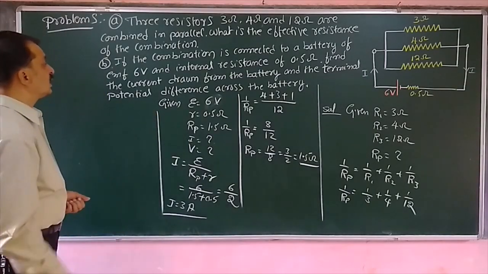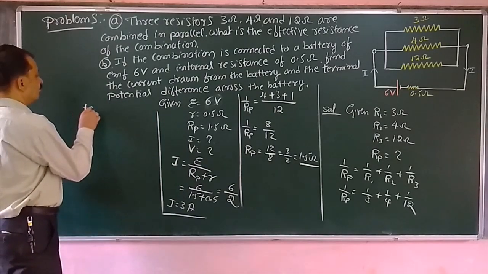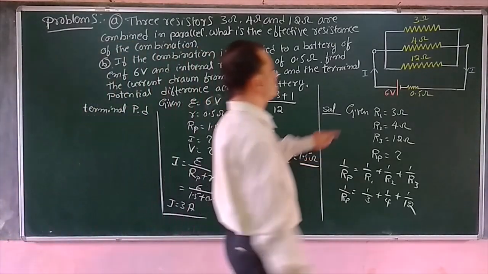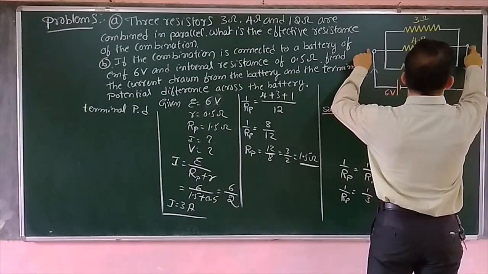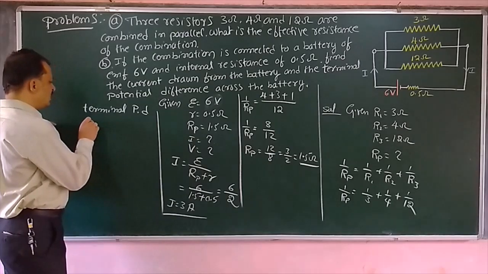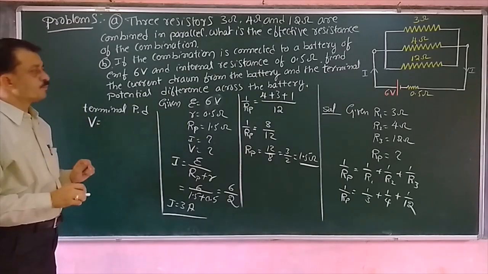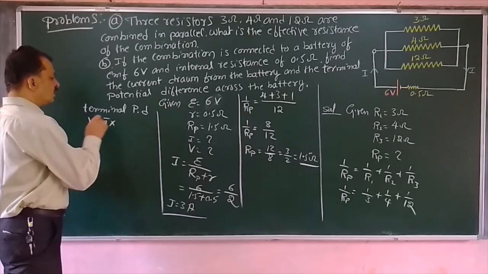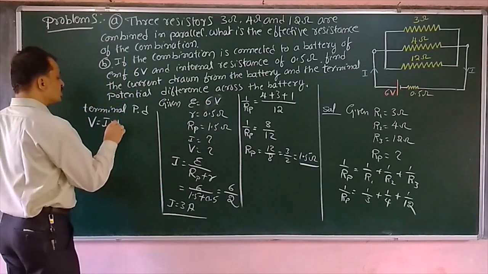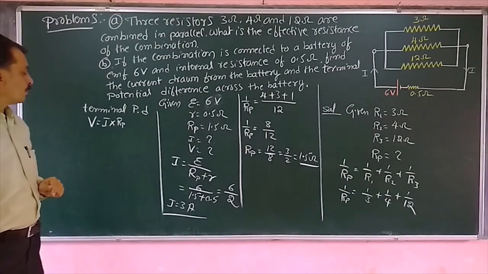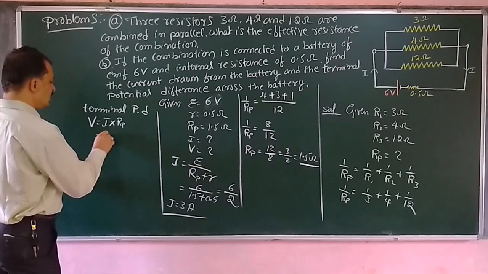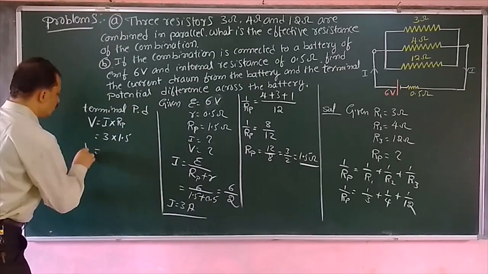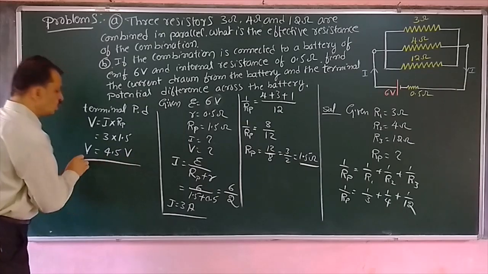Now, last one, terminal potential. Terminal PD is the voltage across the terminals of the battery, or the voltage across the parallel combination of the three. Terminal potential capital V is equal to the main current I multiplied by the equivalent resistance in the parallel combination, that is RP. So main current is 3 and equivalent resistance is 1.5. Therefore, terminal voltage is 4.5 volts.